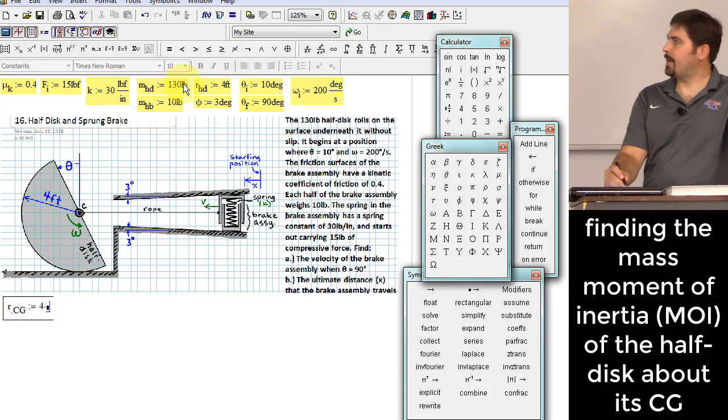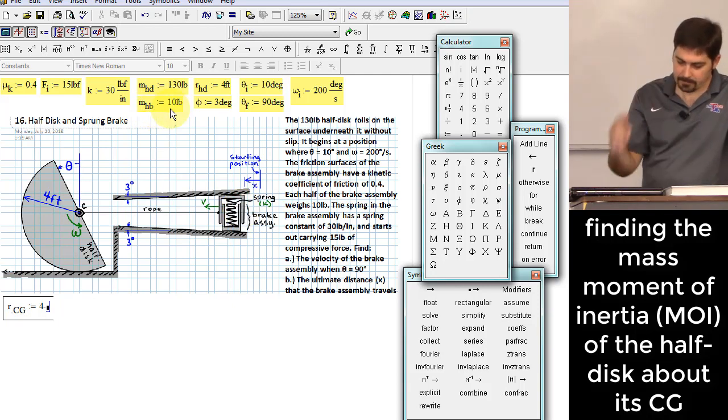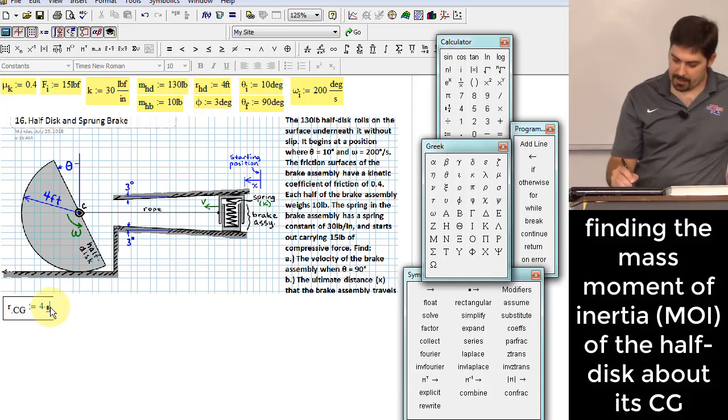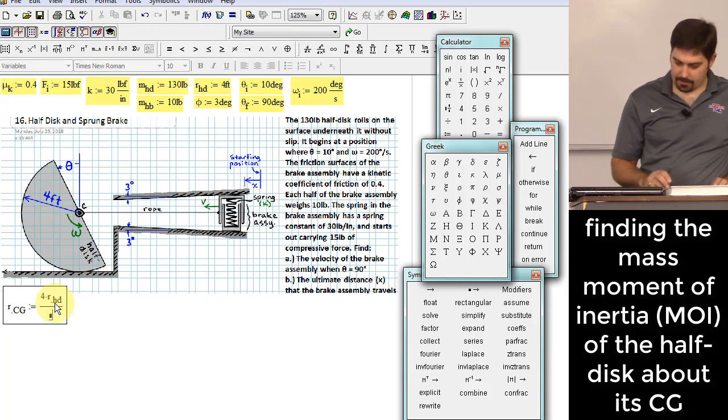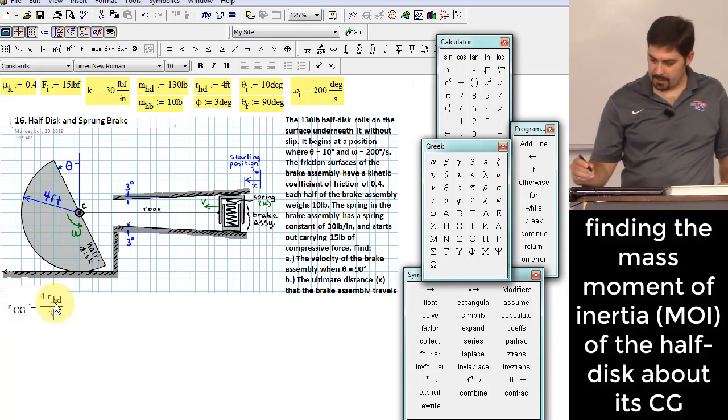It's 130 pounds in Mathcad. If you just put LB like this, that is a mass, and you don't have to mess with it any further than that. Mass of HB, that's basically half of the brake assembly. So 10 pounds per half is what that is right there. Anyway, R sub HD is the radius of the half disk. Okay, so that's what I want to use right here is R sub HD. Okay, and then all of this is going to be divided by 3 times pi.